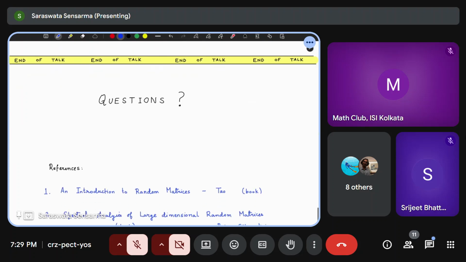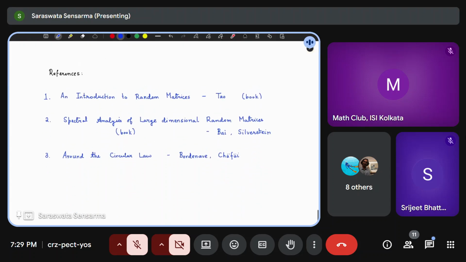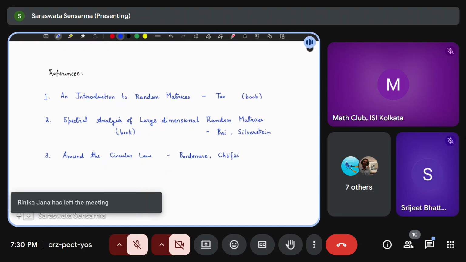If not, here are some references to these topics. The first two are books by Tao and by Bai and Silverstein. These contain basically both of the proofs of the semicircular law presented in complete detail. And for the history of the circular law and a proof of the circular law, you can look at this wonderful article by Bordenave and Chafaï called Around the Circular Law.